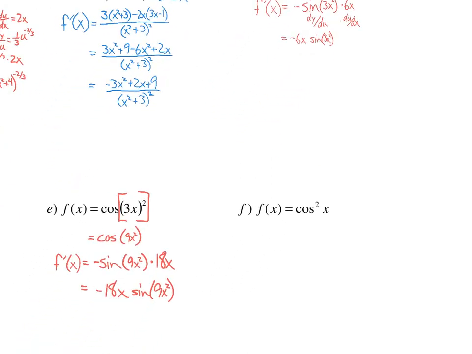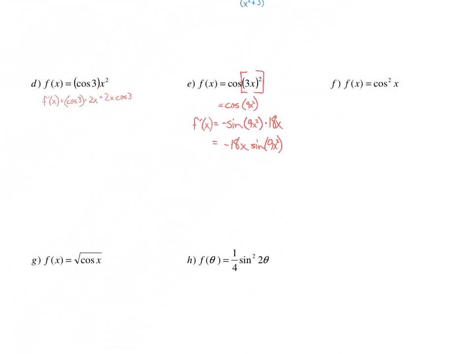Let's skip down. F and G, I want you to notice the similarity here. For F and G both, what is the outer function? What's the inner function? For F, what's the outer function on cosine squared x? Just cosine x? No, that's the cosine inside. What's the outer function on cosine squared x?